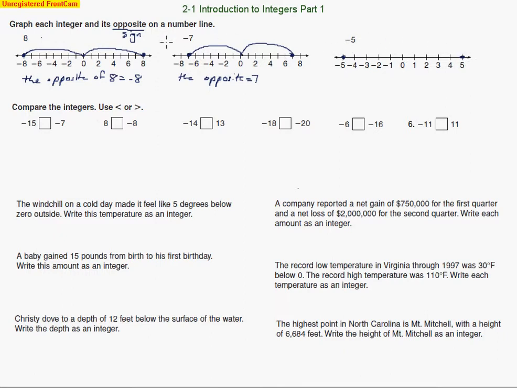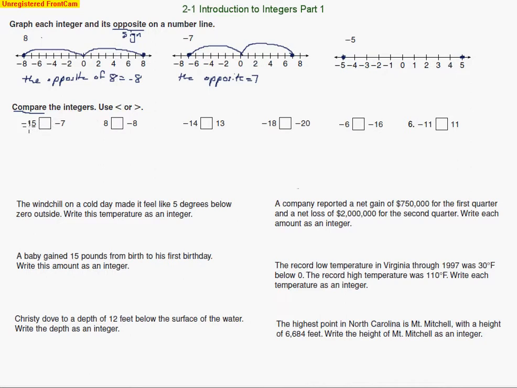We use that concept when we're trying to compare, because when we compare numbers, we're trying to see which number is bigger. This symbol right here is going to tell us a number is smaller when we're reading from left to right. And this is going to tell us a number is bigger. So the open portion goes to the bigger number.